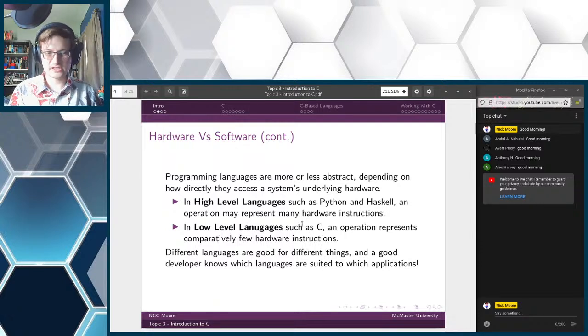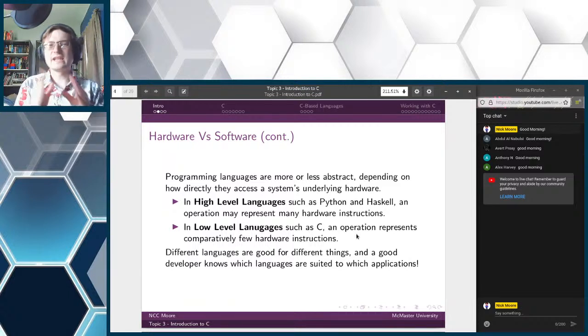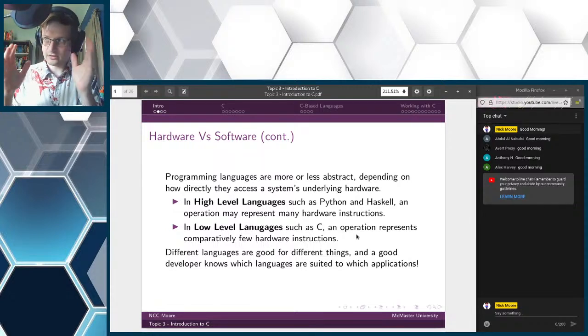In low-level languages, such as C, an operation represents comparatively few hardware instructions. Most of the operations that you will perform in C will translate to, at most, three or four hardware instructions. I'm not talking about statements here, necessarily, because combining together arbitrarily long expressions is something that we can do in C. And the longer the expression is, obviously, the more hardware instructions it will take to execute it. But if you're talking about simple stuff, like an add operation, maybe about four hardware operations.